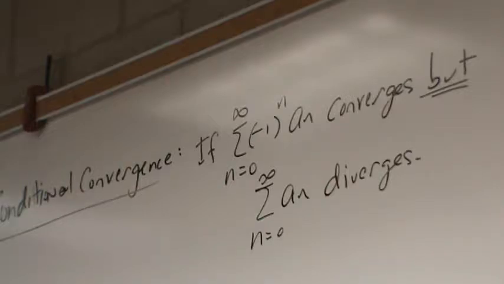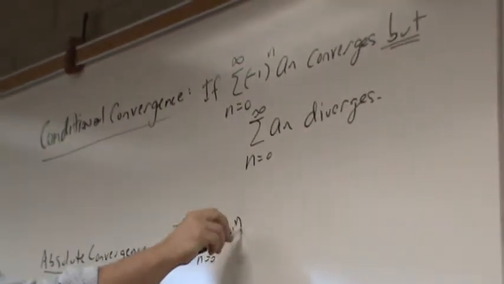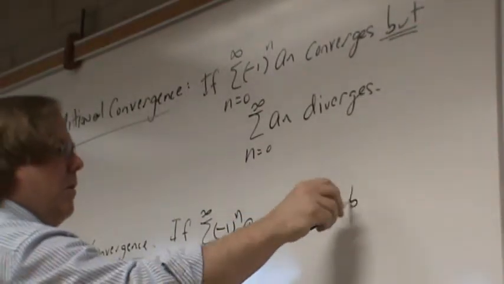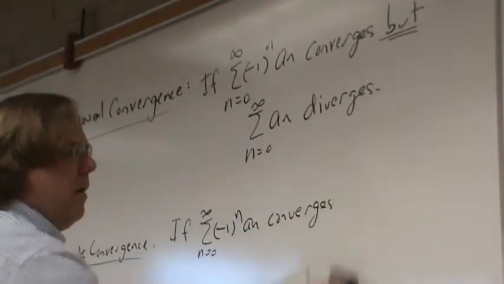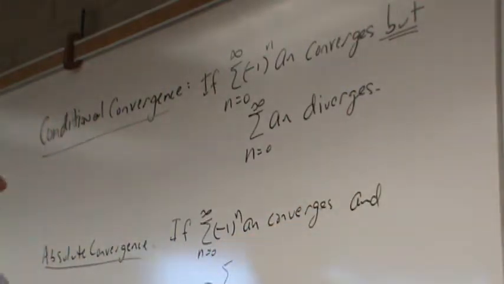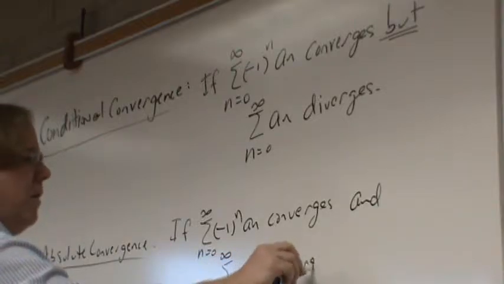You get absolute convergence if the alternating series converges and the non-alternating series, the positive cousin, converges also.